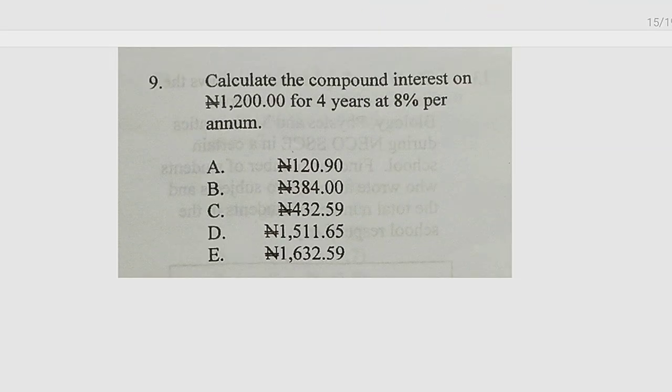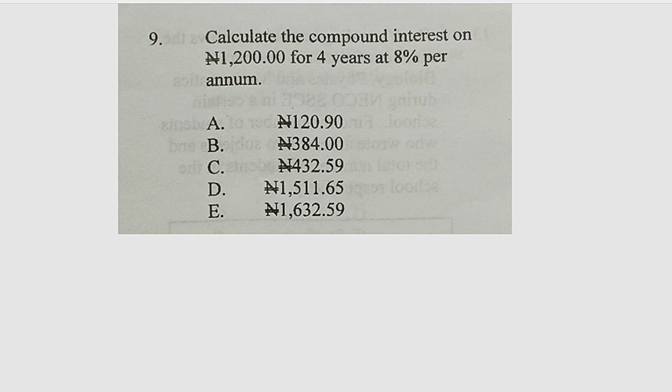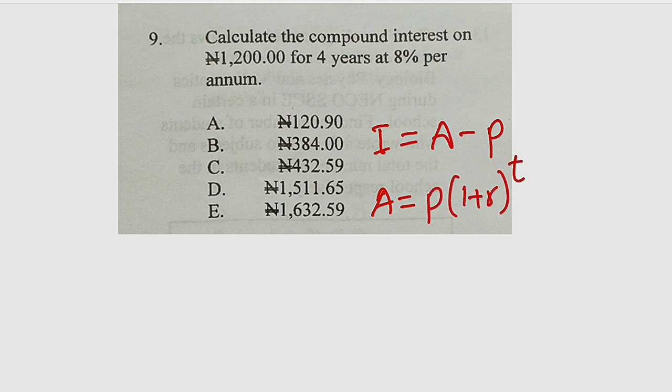Question number 9. We are asked to calculate the compound interest on the principal amount 1,200 for 4 years at 8% per annum. Okay, what is the formula? Interest is equal to the total amount minus the principal. But how do we find amount? Amount is equal to the principal multiplied by 1 plus r, which is the rate, raised to the power of t. But what is p? Remember, p is the principal amount, which is given from the question as 1,200.